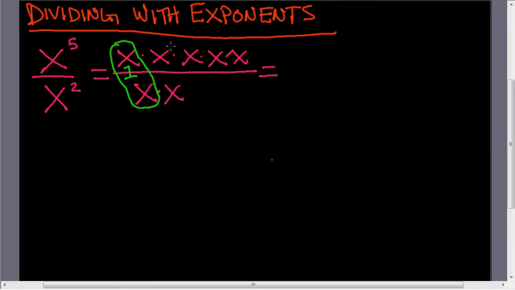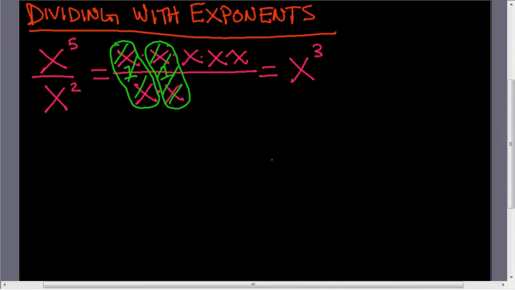Same for here. You've got x over x. Well, anything over itself is 1. So these two will also cancel each other out. So what's left over? I can't cancel anything else out, so I see what's left over. X times x times x. Shown in short notation, that's x to the power of 3. Now, is there a shortcut where I go from a 5 and a 2 and somehow get a 3?